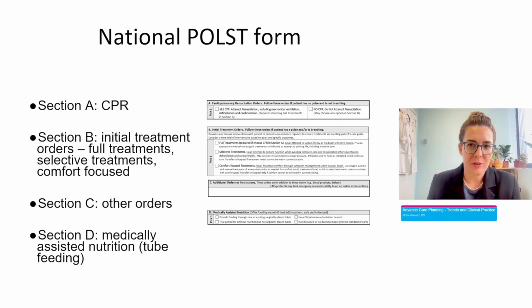I've included the National POLST form as an example of a form to familiarize you with this. So the POLST form has a section A, which talks about preferences for CPR, section B, which talks about initial treatment orders, whether someone would want full medical treatment, selective treatment, or comfort-focused treatments. Section C talks about other orders, including things like renal replacement therapy and blood products. And section D talks about artificial nutrition, hydration, or tube feeding.